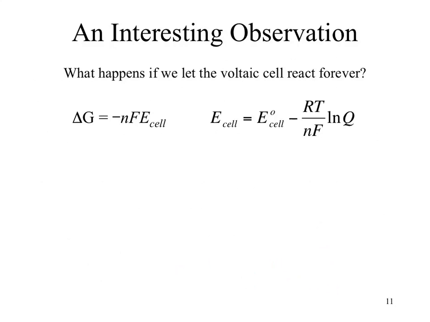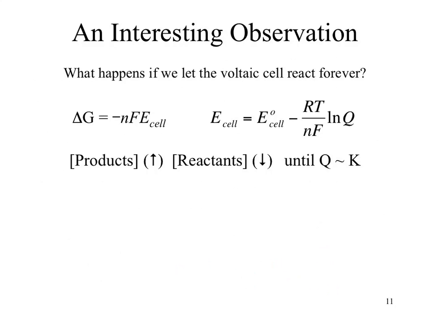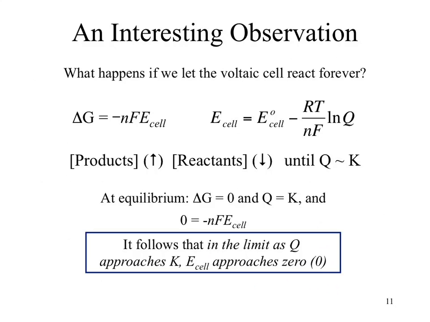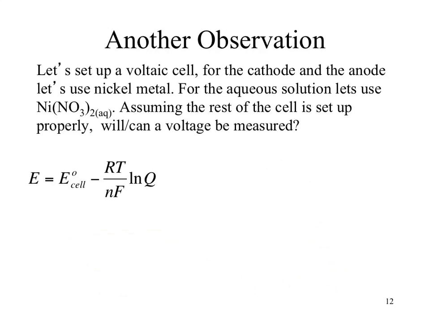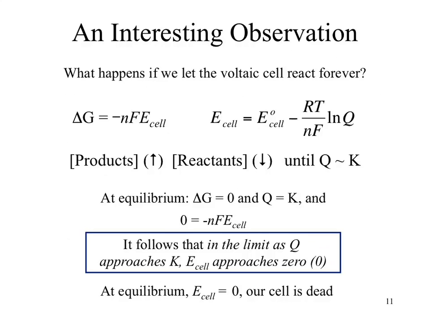As we already discussed, if we let our reaction run forever, eventually we reach equilibrium. So our product concentration goes up, our reactant concentration goes down until Q becomes K. And what we end up finding out is that our Gibbs free energy equals 0 because we're at equilibrium. We can do some substitutions, and we end up finding out that our cell potential will also equal 0. Questions about that?